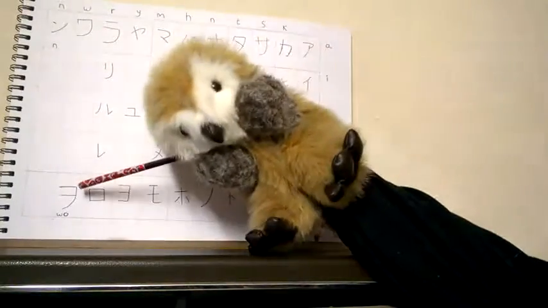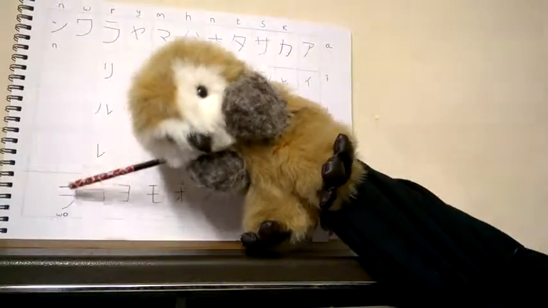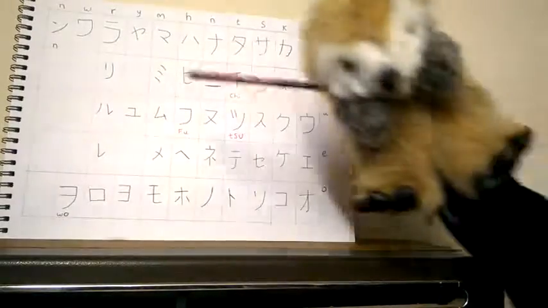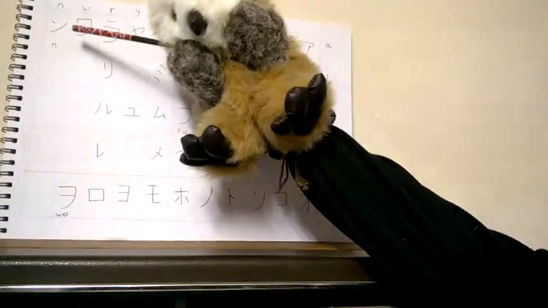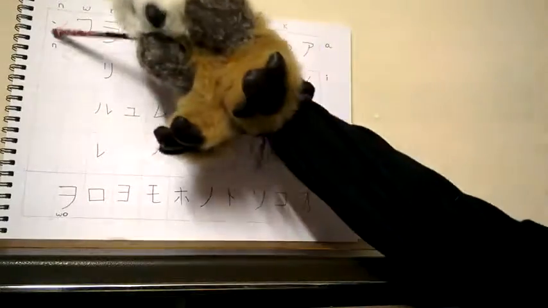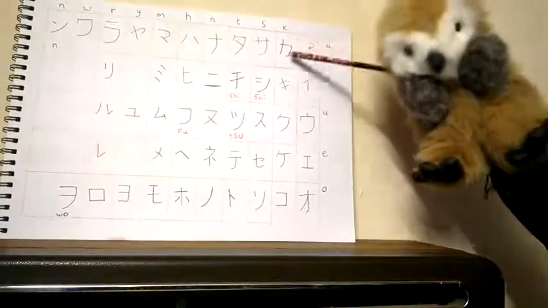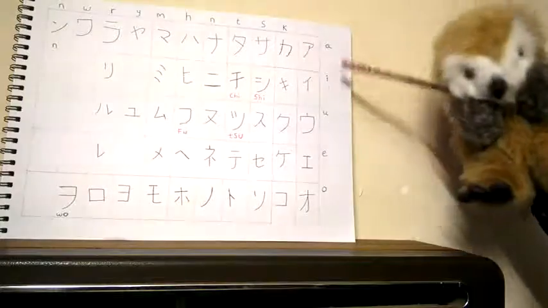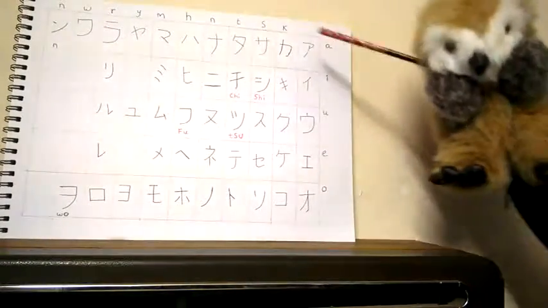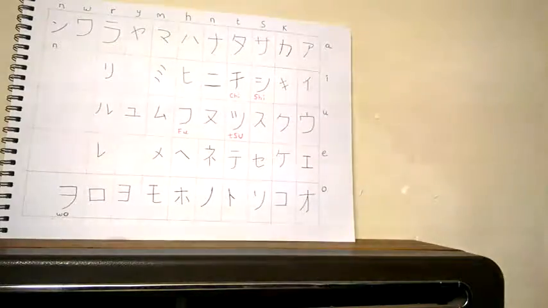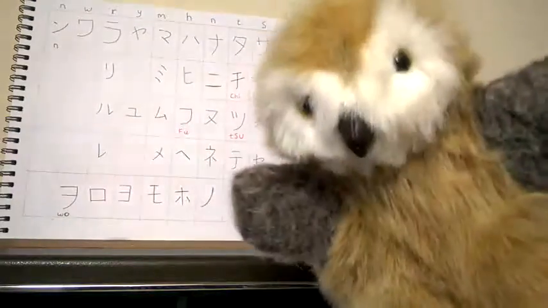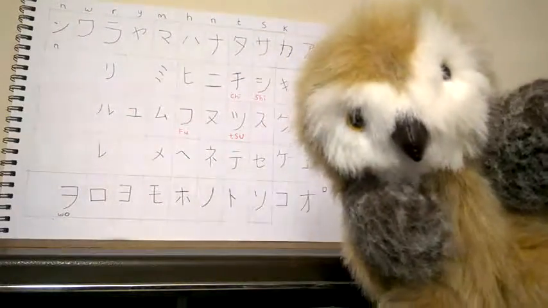Wa, o, although if it's W-O, that will show up instead of that O on the keyboard. And then n, which is one of the only letters without a vowel, like a K and a Ka. There's A, I, U, E, O, and then n by itself, instead of two Romaji letters. And that is the regular katakana, just by itself.